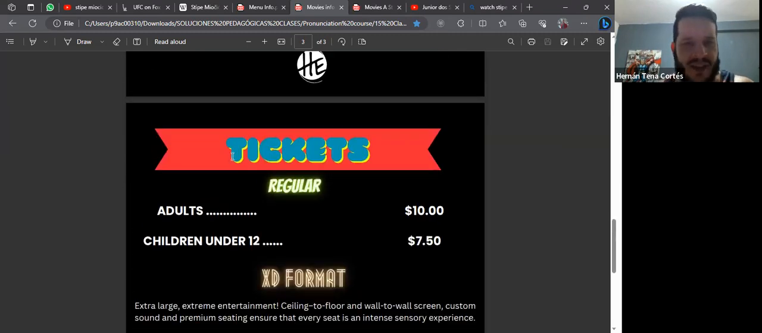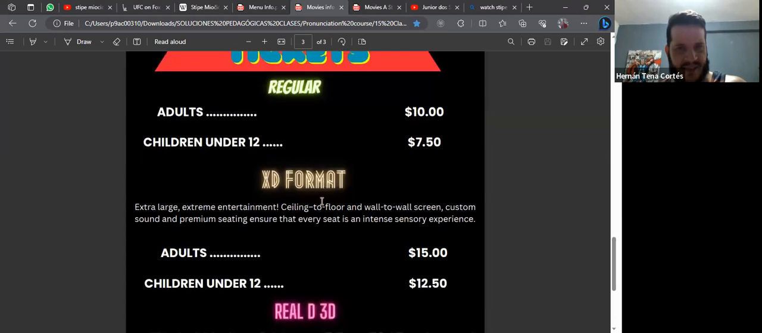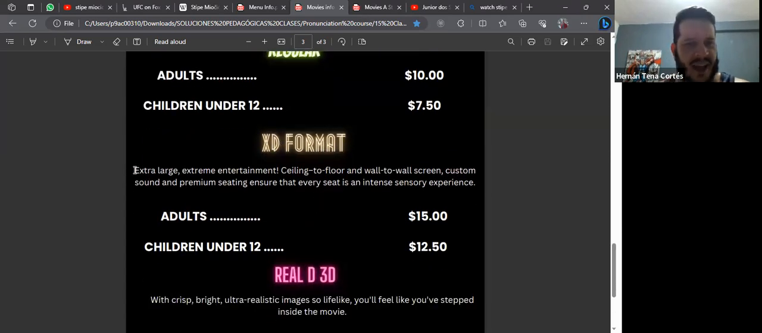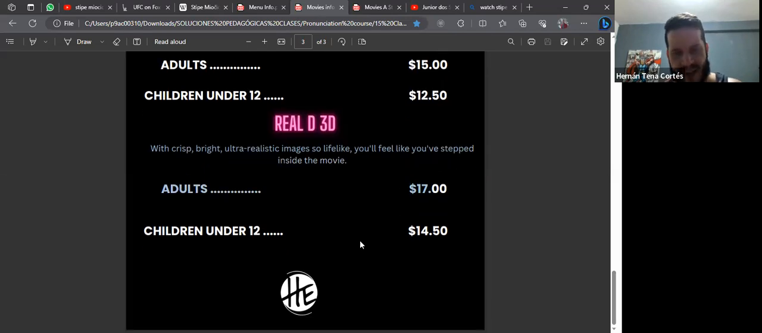The tickets, how much money do the tickets cost? Well, we have different prices because for regular tickets, adults pay $10, children under 12 pay $7.50. But we have the XD format. What is the XD format? Extra large extreme entertainment, ceiling to floor and wall to wall screen. What does that mean? Que es una pantalla del piso al techo y de pared a pared. It's very big. And also you have custom sound and premium seating to ensure that every seat has an intense sensory experience. Here we have different prices. And the third option, we have 3D with crisp, bright, ultra-realistic images, so lifelike, you'll feel like you've stepped inside of the movie, and here we have the prices.